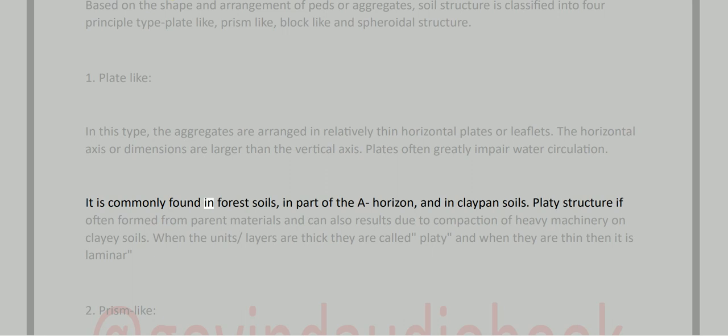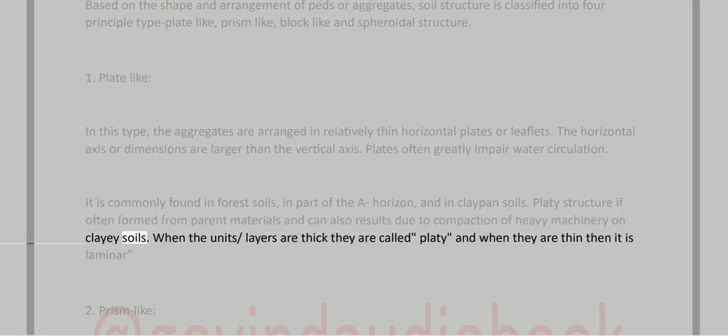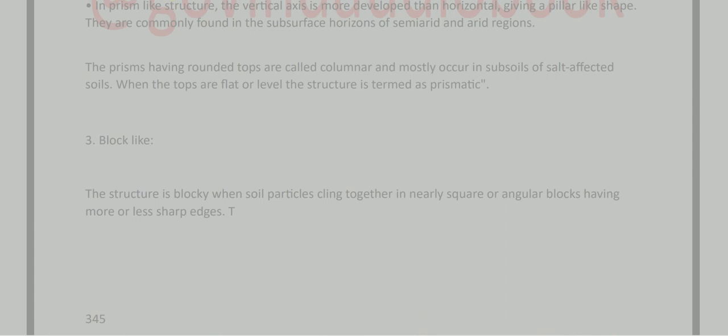It is commonly found in forest soils, in part of the A horizon, and in claypan soils. Platy structure is often formed from parent materials and can also result from compaction by heavy machinery on clayey soils. When the unit layers are thick they are called platy, and when they are thin it is laminar. 2. Prism-like. In prism-like structure, the vertical axis is more developed than the horizontal, giving a pillar-like shape. They are commonly found in the subsurface horizons of semi-arid and arid regions. The prisms having rounded tops are called columnar and mostly occur in subsoils of salt-affected soils. When the tops are flat or level the structure is termed prismatic.